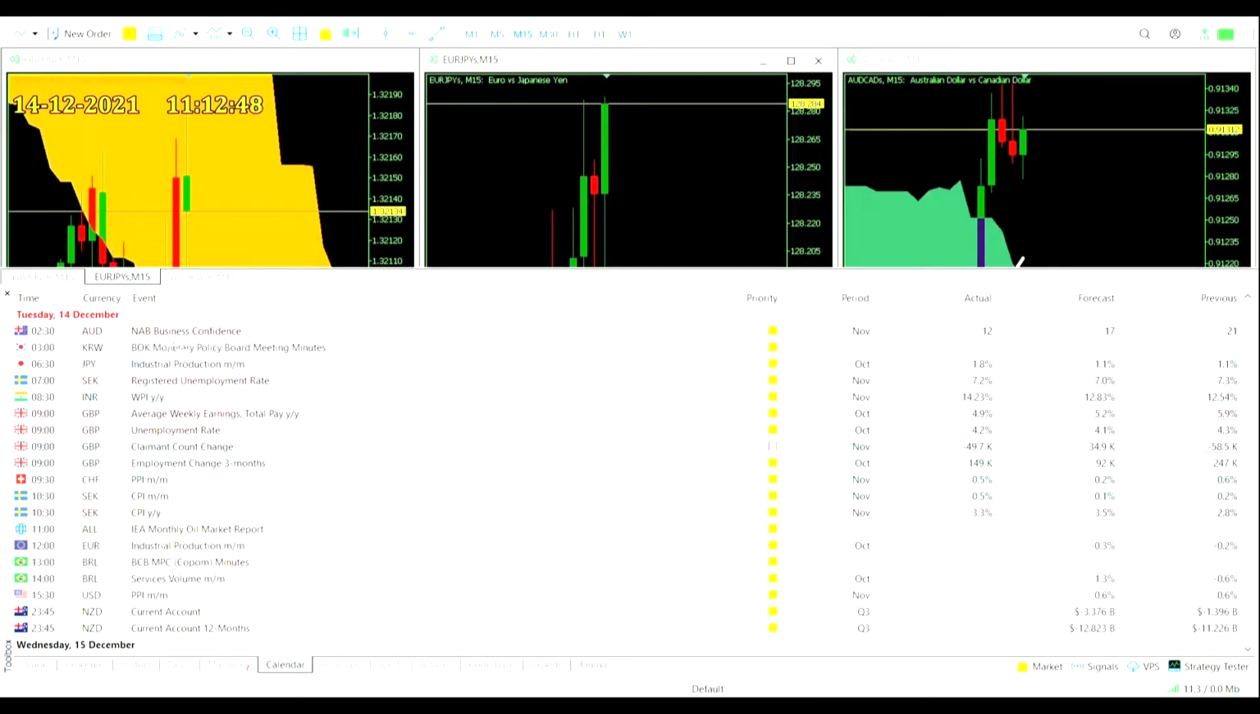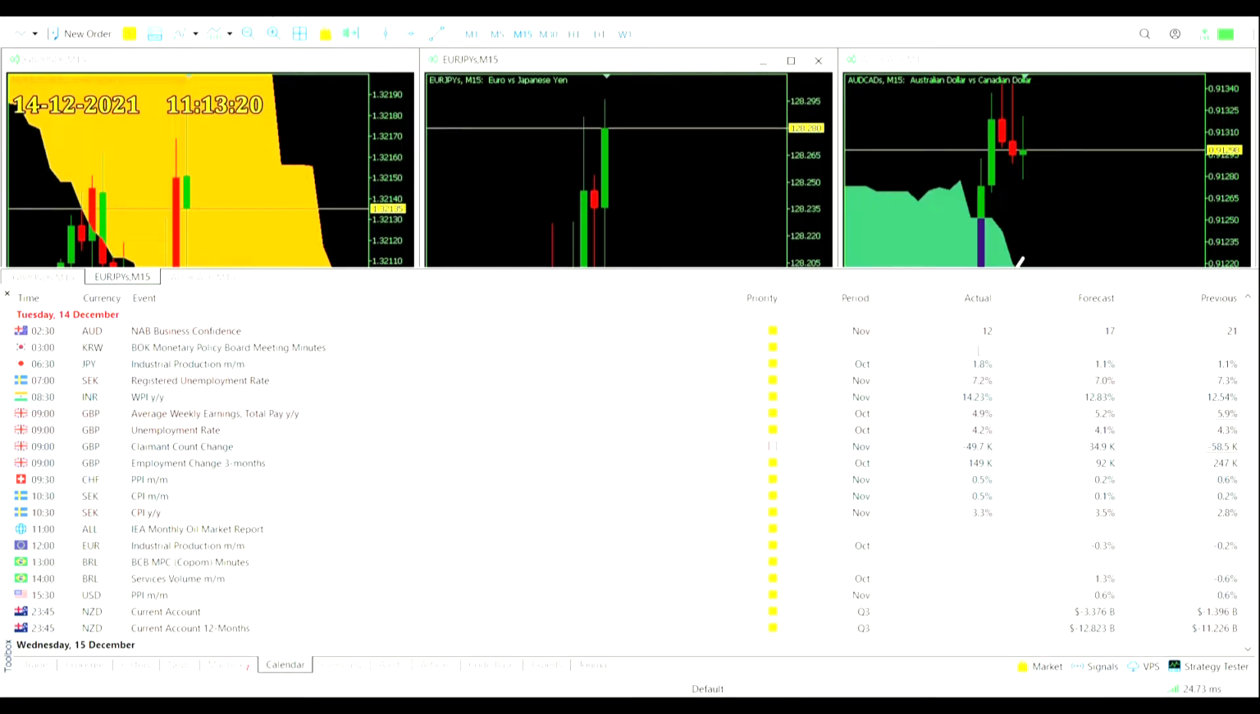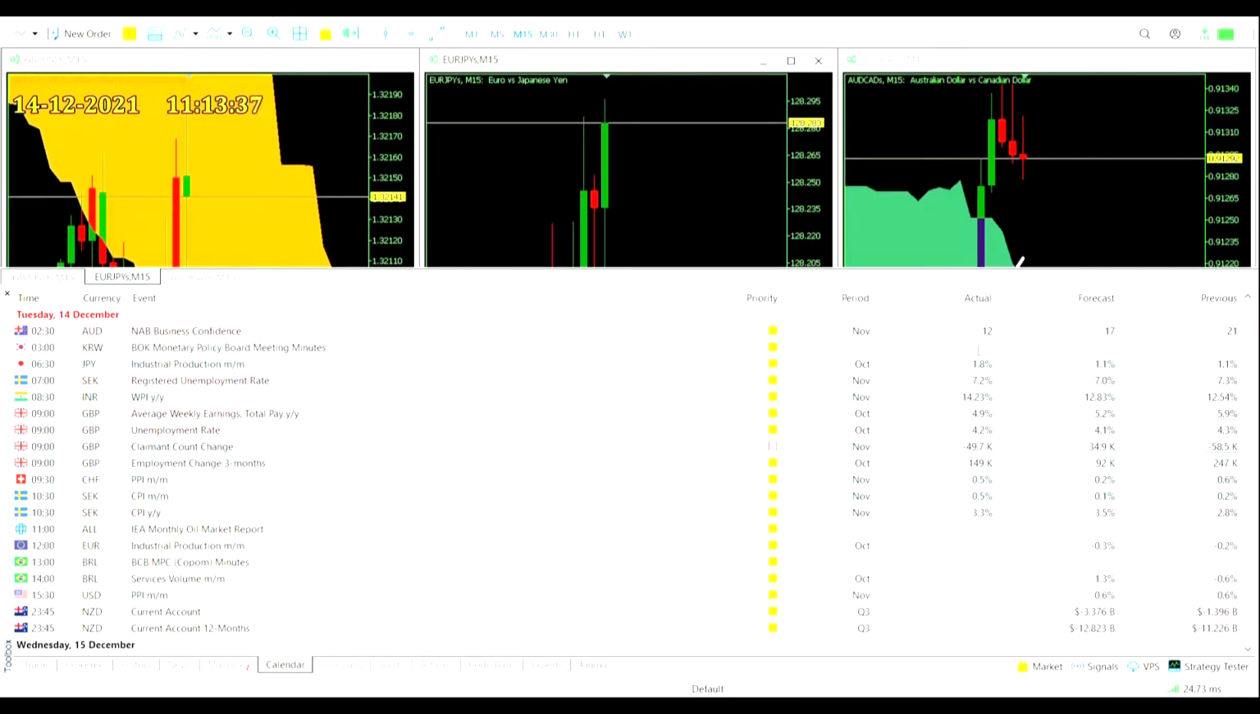National Australian Business Confidence Index. That's not the central bank, that's a private bank, the National Australian Bank. The central bank is the Reserve Bank of Australia. They scored a 12 actual, which is down from the forecast and the previous. 17 was forecast, 21 was the previous. So certainly a miss there, but they are above the benchmark of 0.